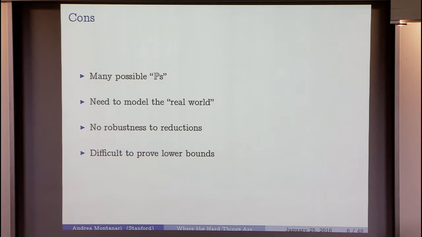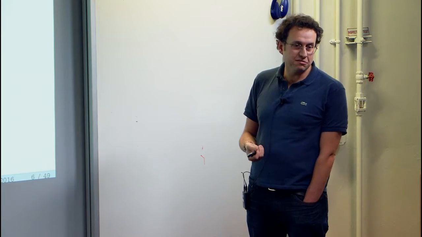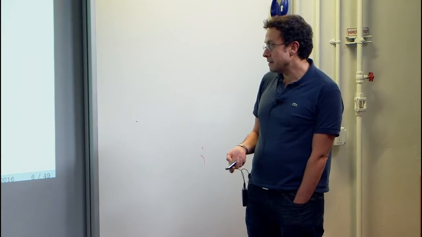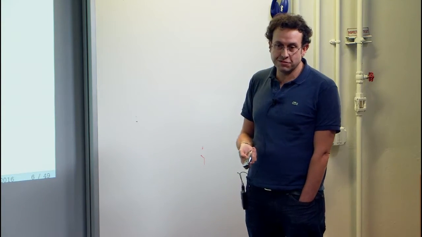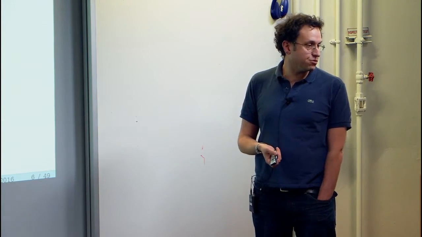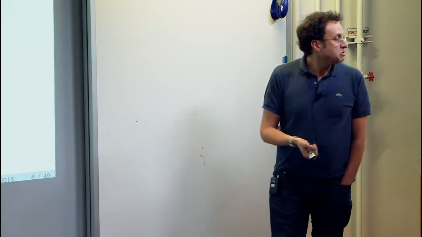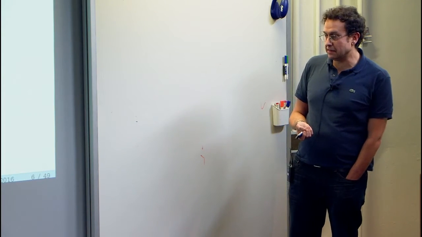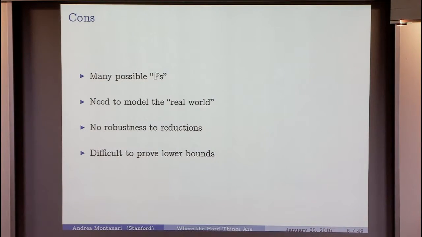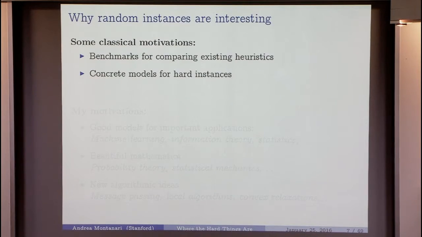Third, it's very important that random instances are not robust to reductions. The beautiful thing about complexity theory is reductions. And because of that, it's very difficult to prove lower bounds for interesting distributions over random instances. It's very difficult to prove that things are hard in any meaningful sense. It's possible to prove that they are easy, but not that they are hard. So I want to go against this argument and claim that random instances are still interesting, and I'll come back through this list of motivations at the middle and the end of the talk.